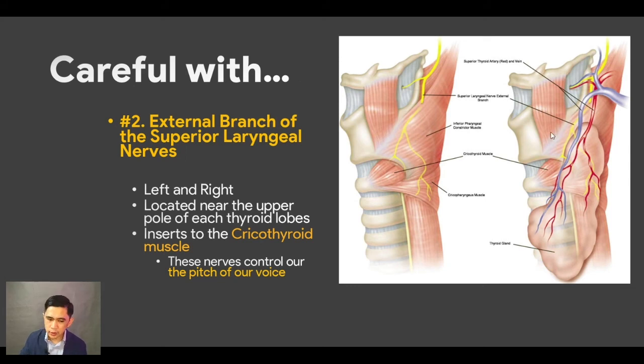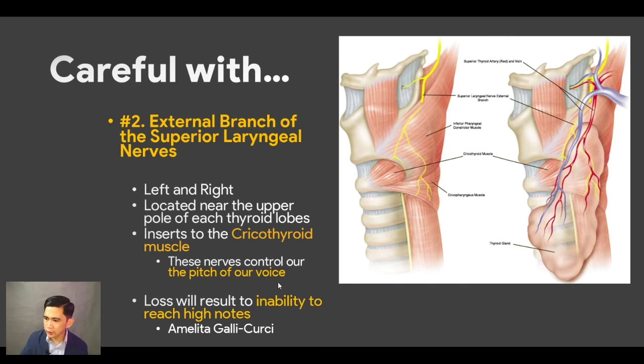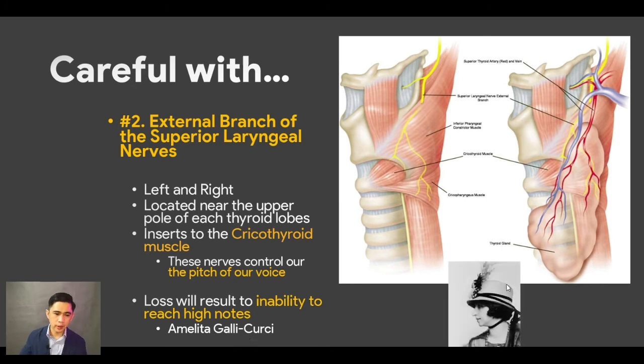Now, if you cut this when you do the thyroidectomy, then you cannot reach the high pitch voice. Loss will result in inability to reach high notes, as exemplified by this opera singer, Amelita Galli-Curci. Sometimes they call the nerve the Galli-Curci nerve because of this opera singer. So she underwent thyroidectomy back in the early 1900s, and after thyroidectomy, her career was ended because she wasn't able to reach high notes anymore, because probably the external branch of the superior laryngeal nerve was cut. So it's very important to identify this one, and whenever you think of the thyroid gland, you always think of the external branch of the superior laryngeal nerves.